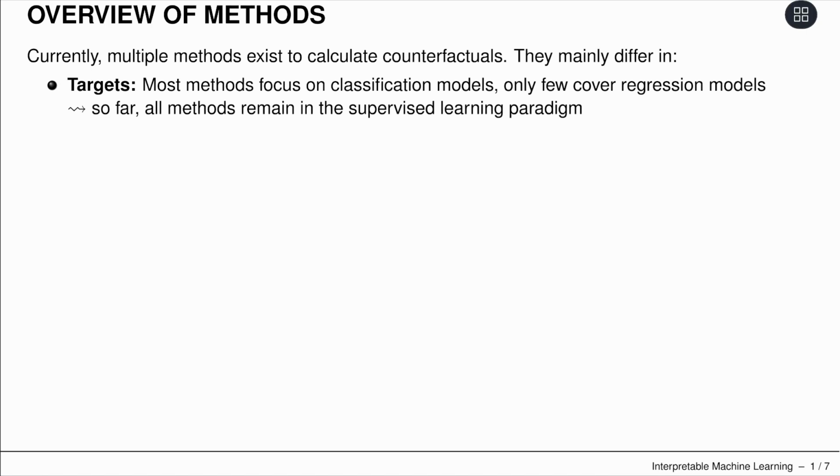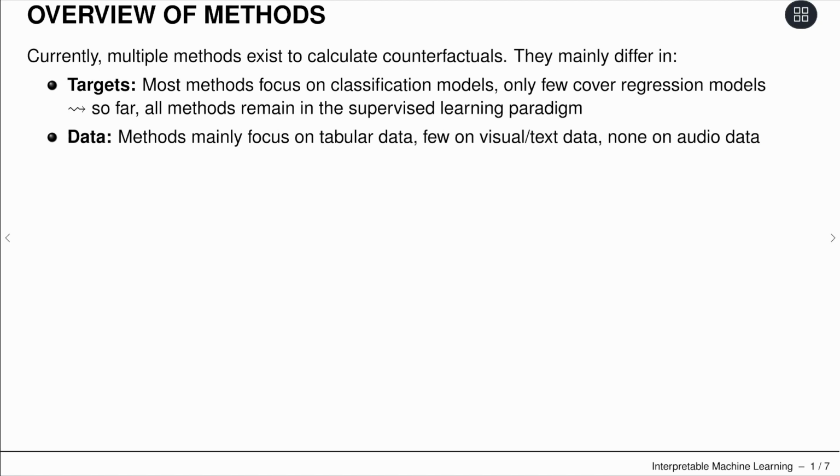So first of all, of course, the method can depend on the target. Most of them right now focus on classification models and fewer on regression models. And more or less all of them are in the supervised learning paradigm, which makes sense, because if you are not able to say, let's change our predicted value to something more desirable, what should be actionable, or what should be the objective in changing things, right? It's a bit more complex the moment you move away from supervised learning, but there are also ways of doing that.